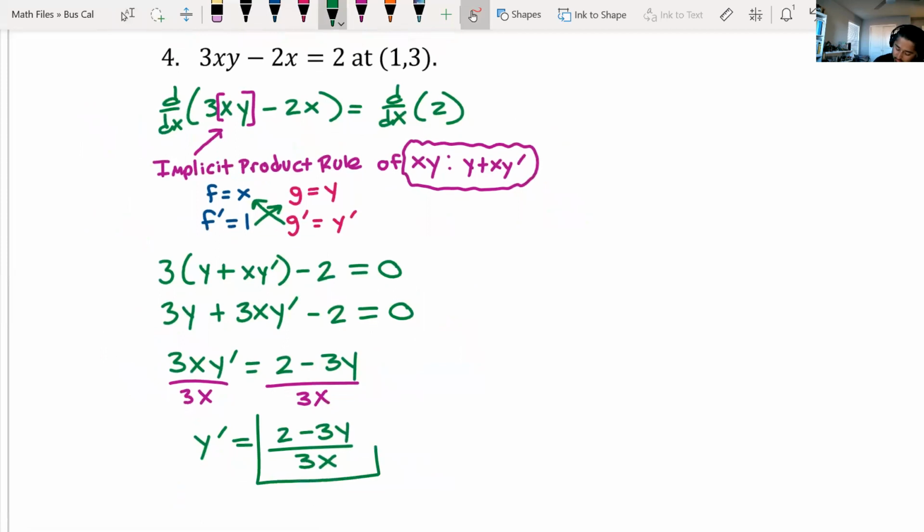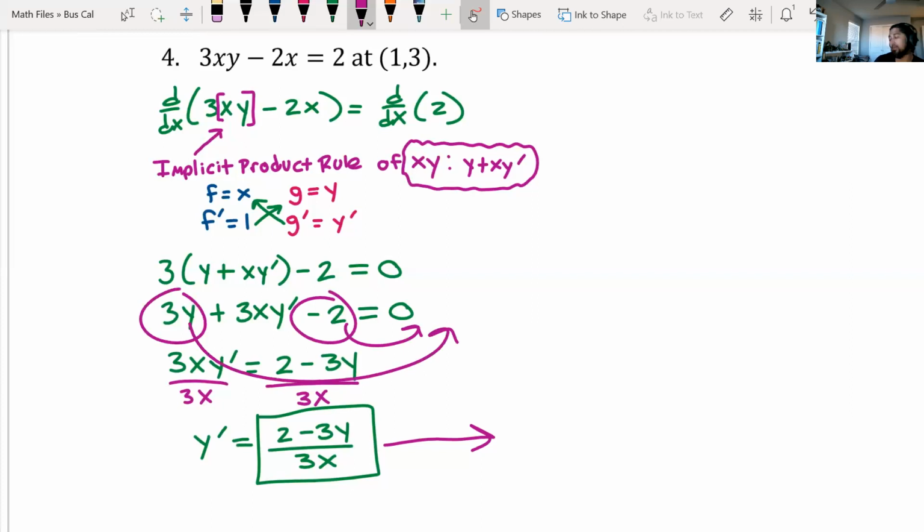I have a question. What's up? How did you get to the 3xy prime equals 2 minus 3y? You were saying to move everything over that doesn't what? That doesn't have a y prime. Okay. So what you did is that you added 2 to both sides and then you subtracted 3y to both sides. Exactly. Okay, got you. That's what I was kind of confused about.